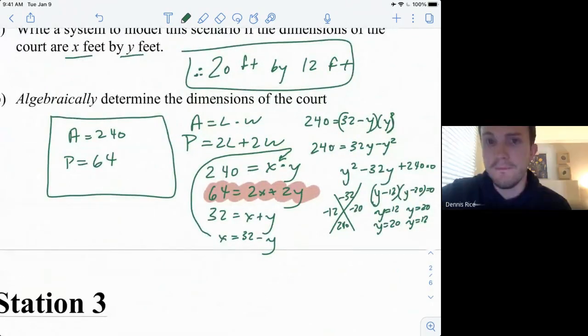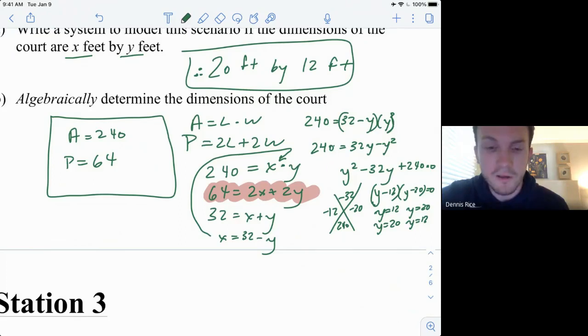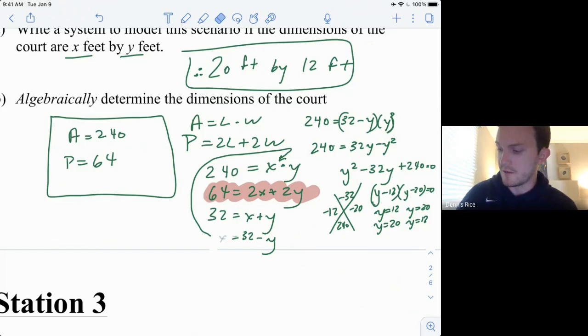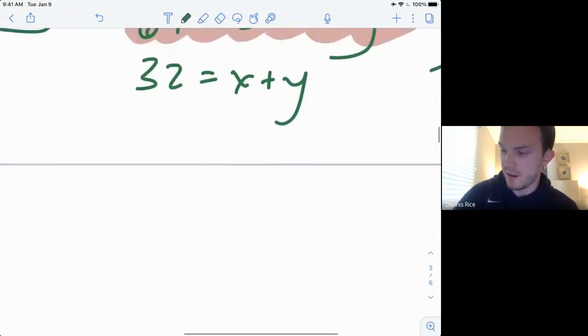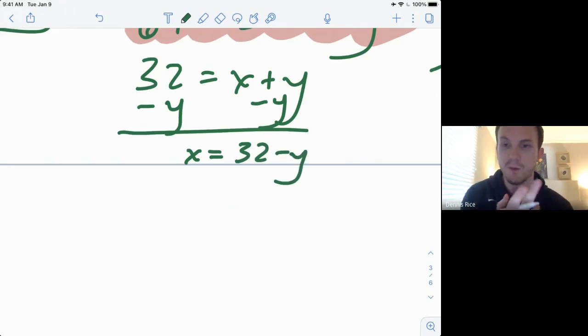Mr. Rice? Yep. So when you use the 64 equals equation, I know you divided by 2, but can you just explain again why you moved the y to where the 32 is? Because your goal is to solve for a variable there. So I chose to solve for x. Doesn't really matter, to be honest with you. So I said, let me get y out of here, so I'm going to subtract y from both sides. And now that's where you get x equals 32 minus y. I also flipped their sides, but that doesn't matter. Switching left and right.